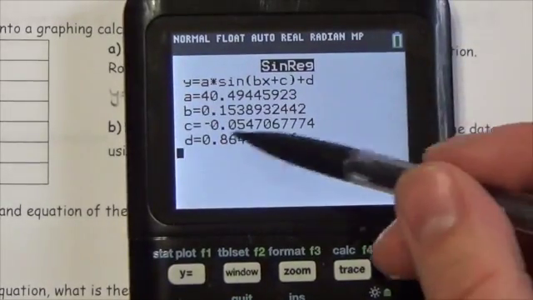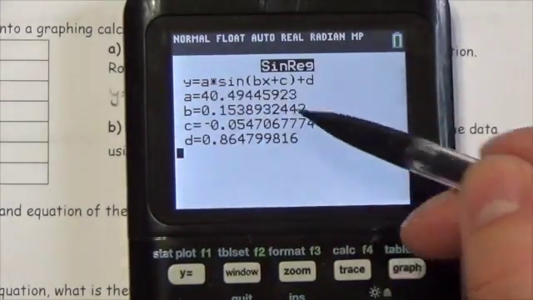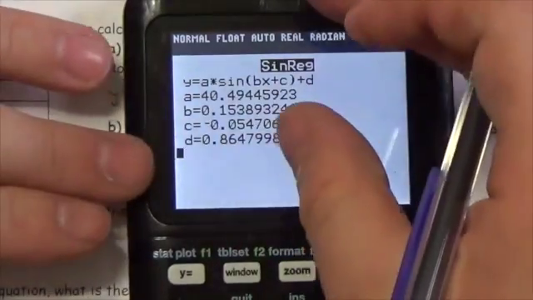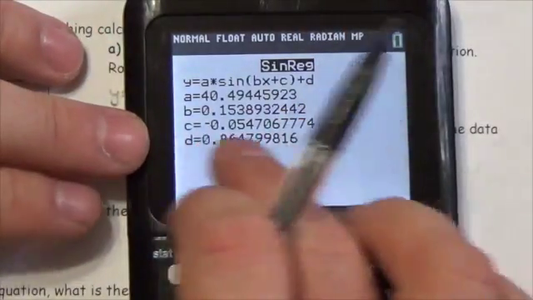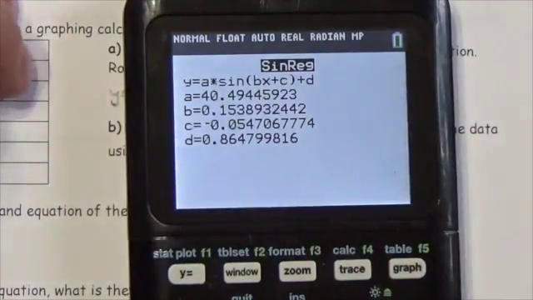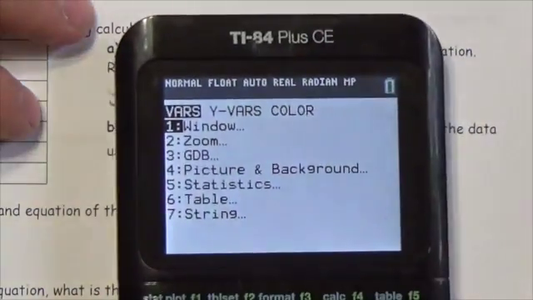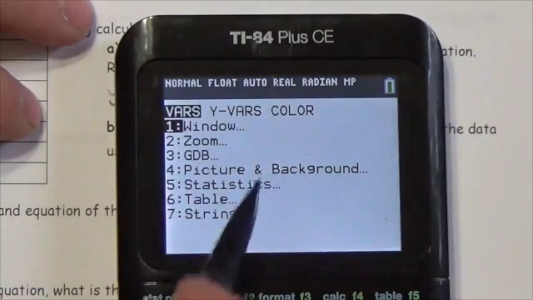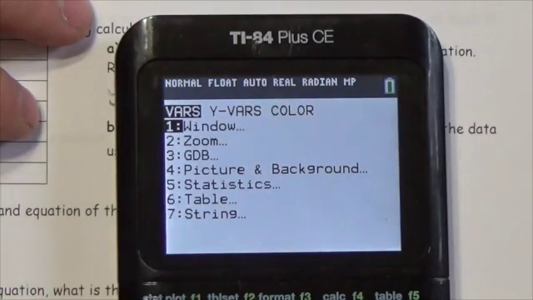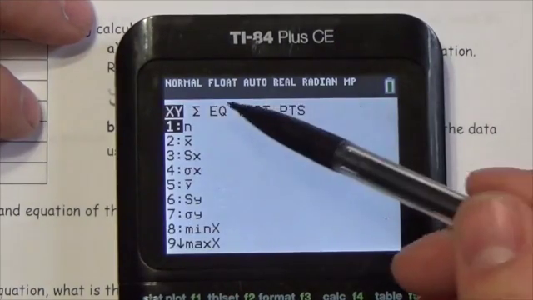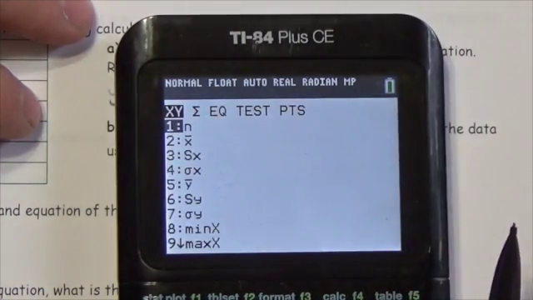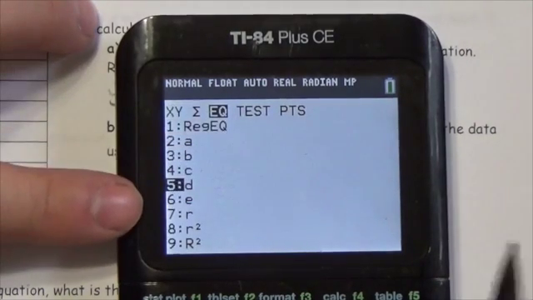My maximum value is going to be the D value plus the amplitude. Remember the middle plus the amplitude. And then the minimum value will be the middle value, D, minus the amplitude. I can accomplish that by pressing vars. Vars gets me into this menu right here. It looks like this. And what I'm interested in is the statistics one. I go way down here. I'm going to grab statistics and EQ for equation. And then I'm going to go down here and grab the D.